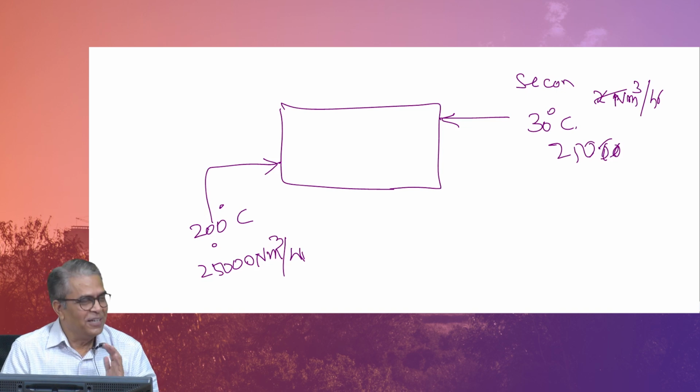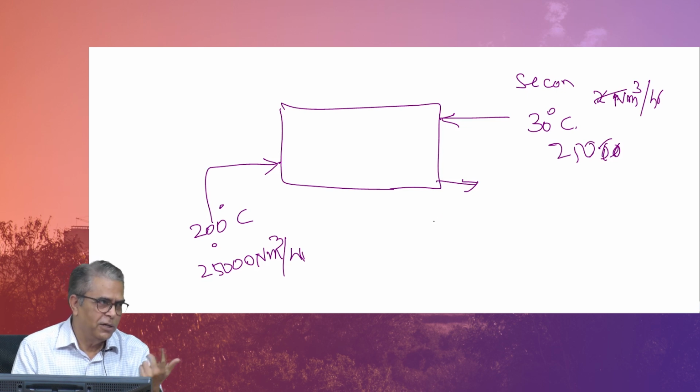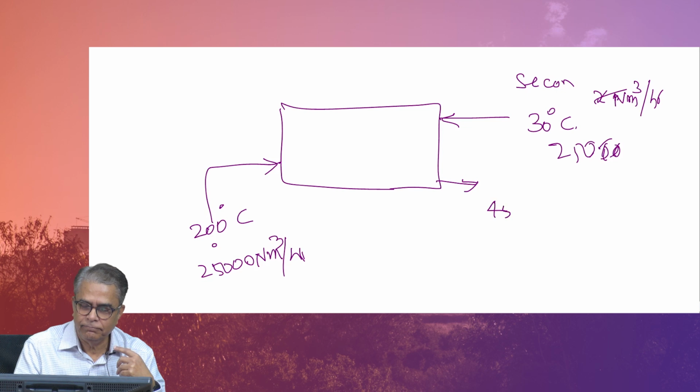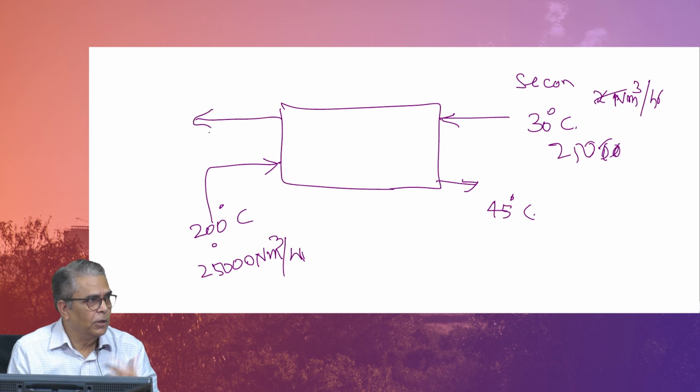So, 30, but there has to be a driving force. Therefore, what we will say is, let us say this gas, the lowest it can come out is 45, 40, 38, whatever you want. I use a nice number of 45. The moment you decide this, you can decide this, not a great shakes.